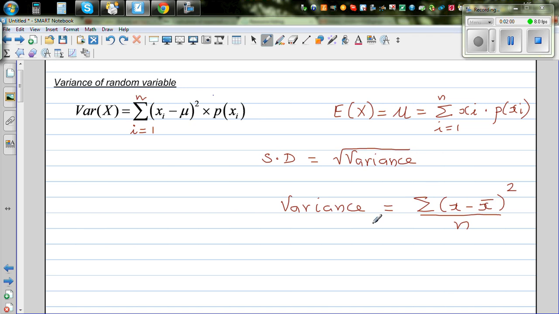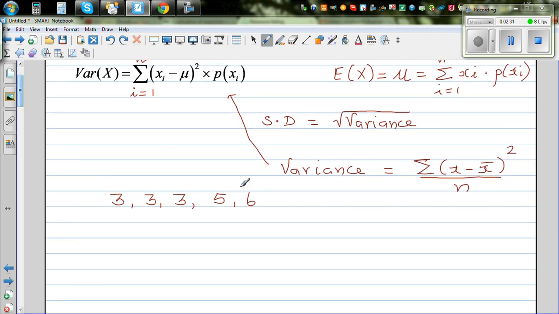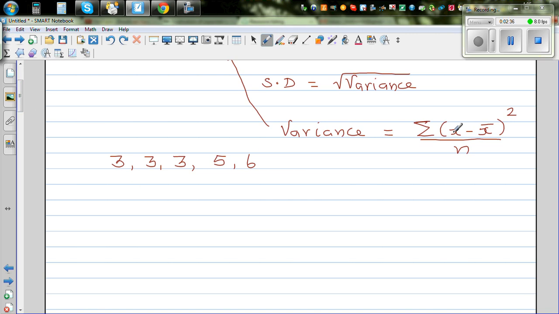It's a bit complicated to understand conceptually. What we're going to do is say that this formula and this formula are basically the same. So let us take a population of random variables: you've got three 3s, a 5, and a 6. We're going to find variance using this formula, and then show that this formula and that one are one and the same.